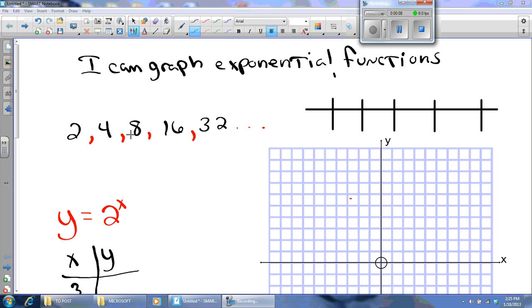We're in the third quarter, and we are going to learn how to, today, graph exponential functions. I can graph exponential functions. Now, you might be wondering what an exponential function is.